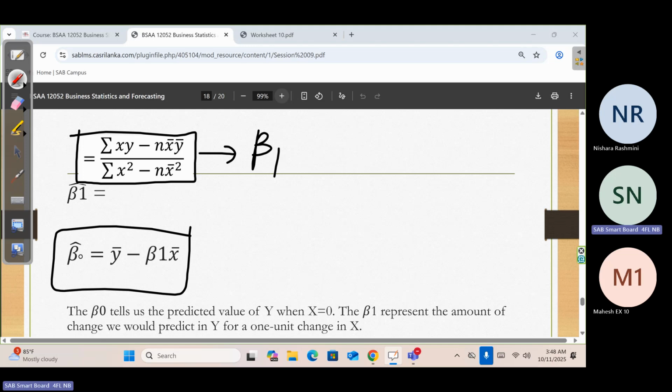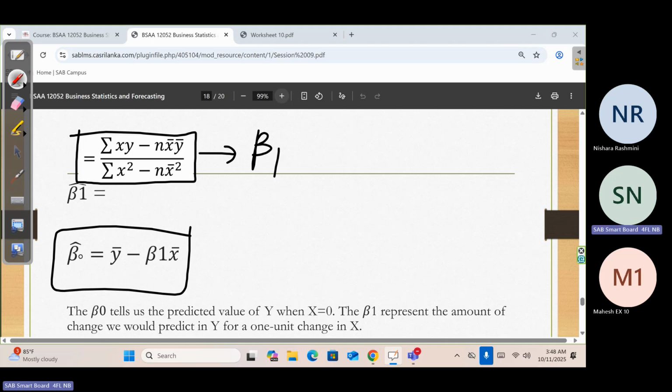Understood? Then beta 1 is the slope. Okay, m equals slope, and here it is beta 1. It means a 1 unit increase in the independent variable causes what amount of change in the dependent variable? Understood? If the independent variable x increases by one, by how much does our dependent variable change?